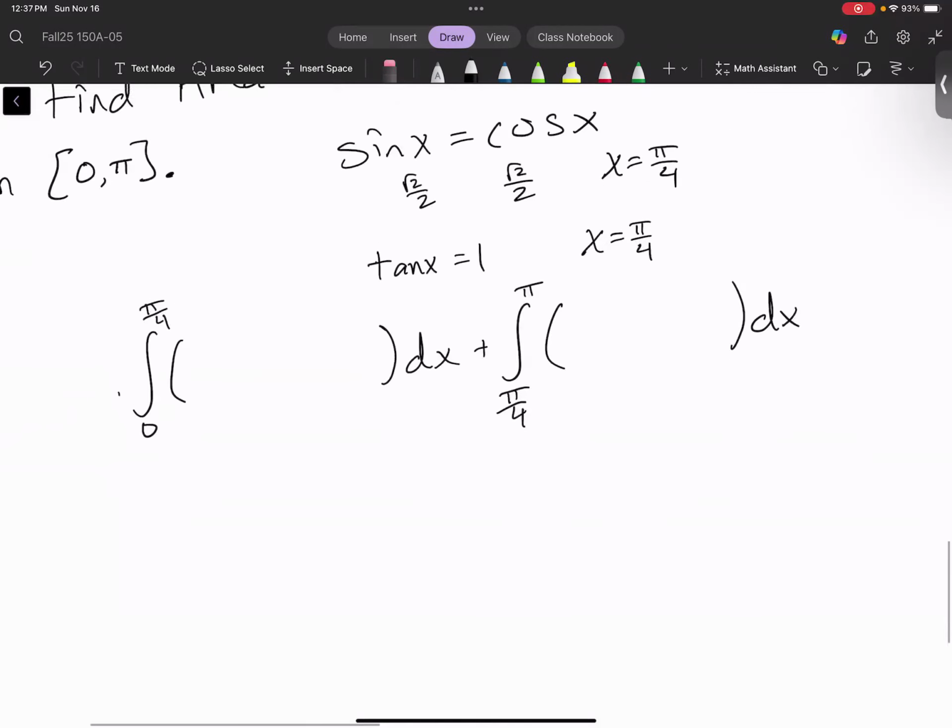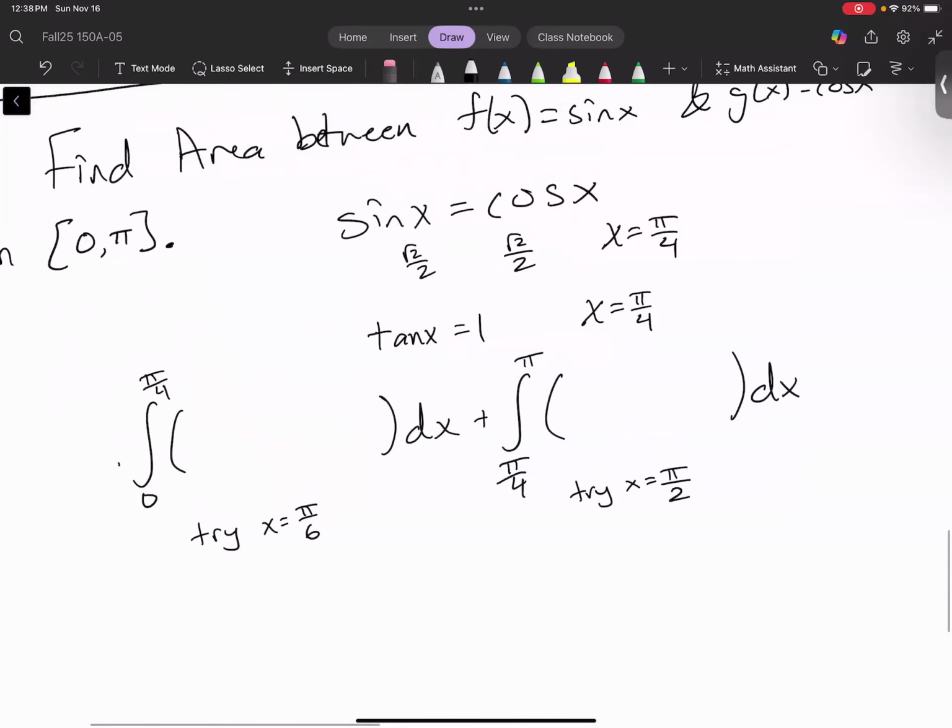Well, the way we're going to do it is similar to the first derivative test, where we plug in points. We're going to plug in a point in each interval. So here, maybe try x equals pi over 6. That's a nice one. And then here we'll try x equals pi over 2. That's a nice one. And we're just going to plug into both functions. So we'll have sine of pi over 6, what is that, and cosine of pi over 6.